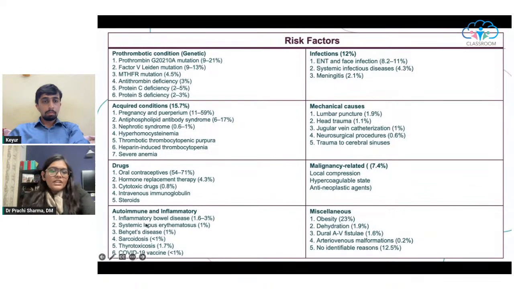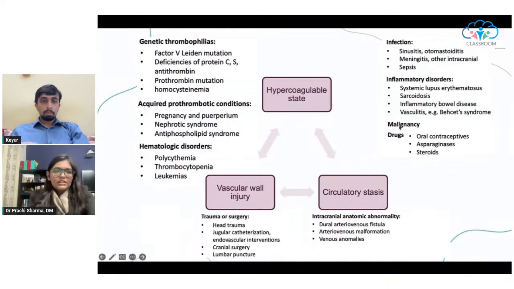Besides that, various autoimmune and inflammatory disorders, various infections, including extracranial infections like mastoiditis and sinusitis, various medical and surgical causes, for example, certain neurosurgical procedures or trauma to the cerebral sinuses, malignancy-related causes, and dehydration are other common risk factors for the development of CVT. So why these risk factors lead to the development of CVT is because they will affect the integrity of your Virchow's triad. So they will either affect the vascular wall patency, or they'll affect the blood flow, or they will affect the blood components.